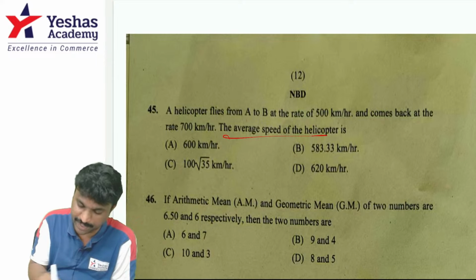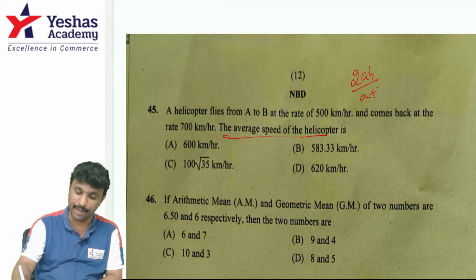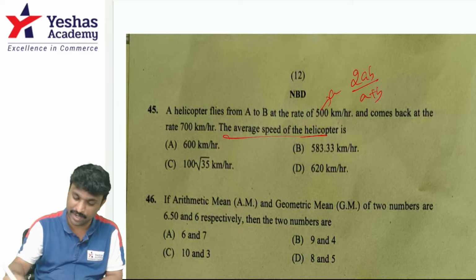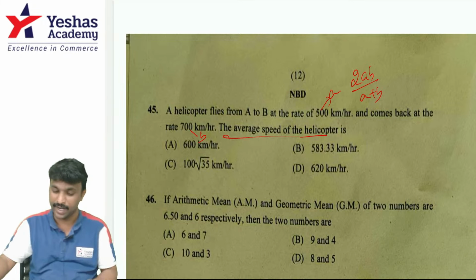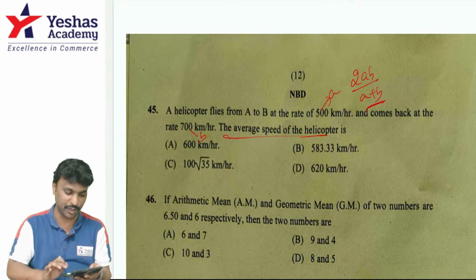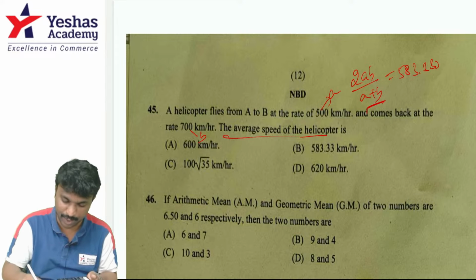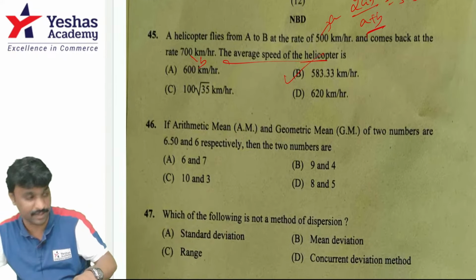Guys, they're asking us to find the average speed. What's the formula for average speed? 2AB divided by A plus B. A value is 500, B value is 700. Take your calculator. 2 into 500 into 700 divided by 500 plus 700 is 1200. That fetches you how much? 583.333. That means option B is the right answer.